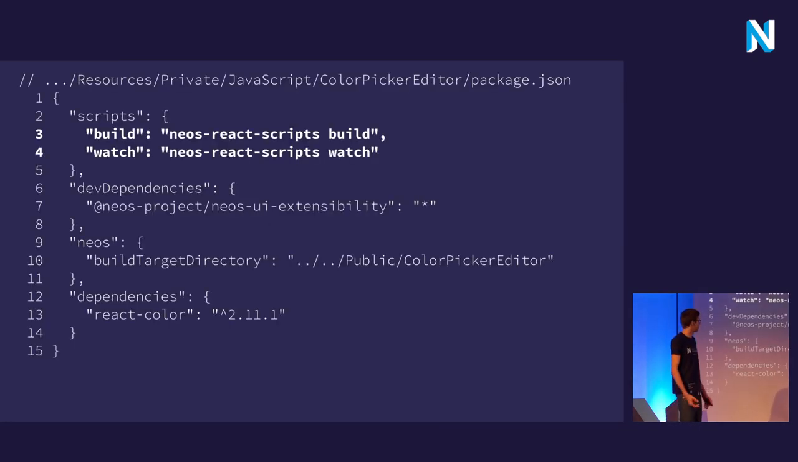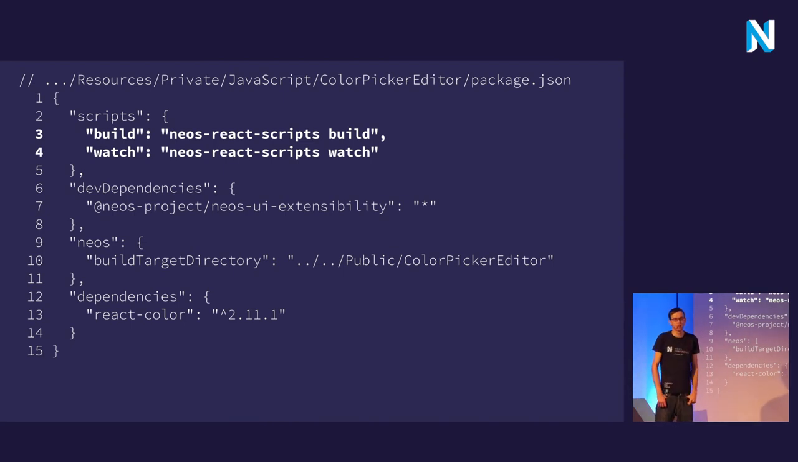The package JSON looks pretty standard, I would say. We depend on some Neos project dependency. Don't worry too much about that. The important thing is that there are two build scripts in here. There's a build and a watch command in here. And we have this tooling called Neos React Scripts, what you see here in line 3 and 4.